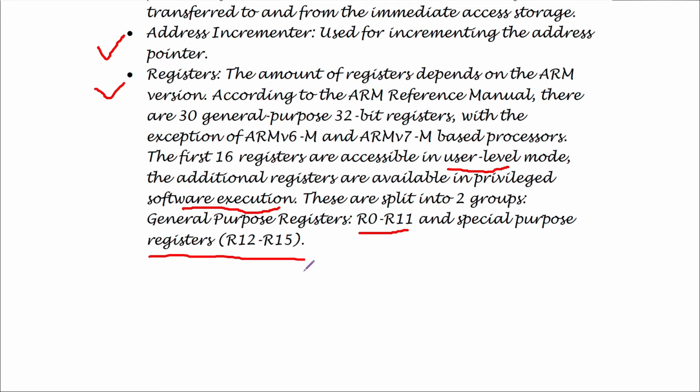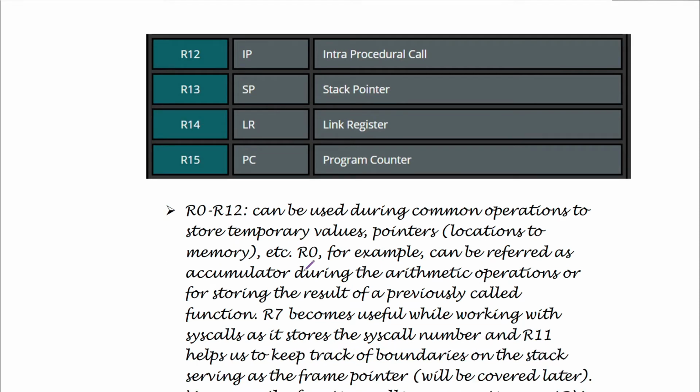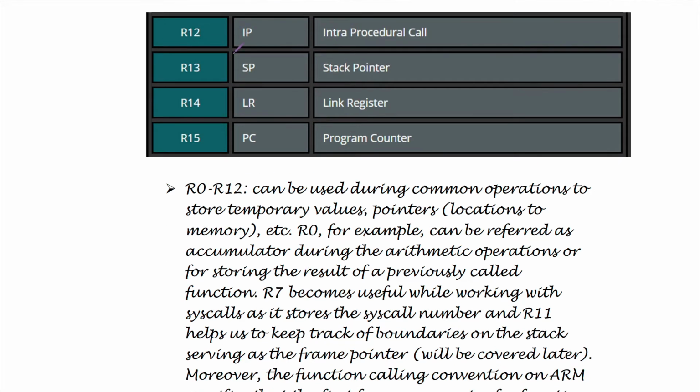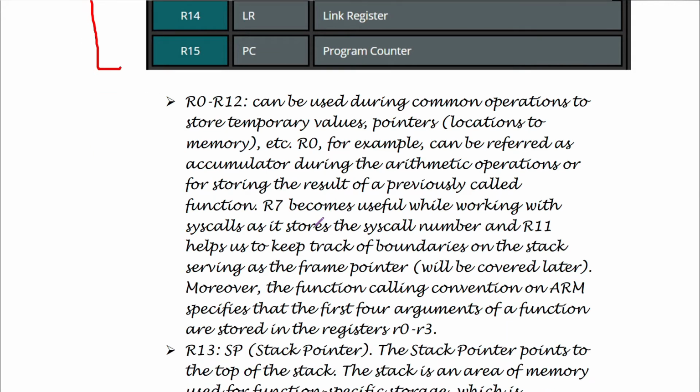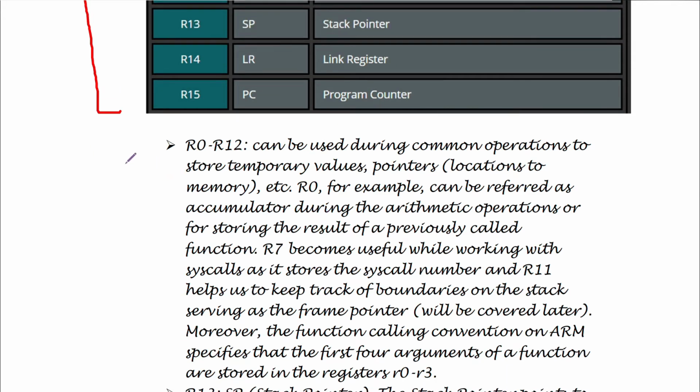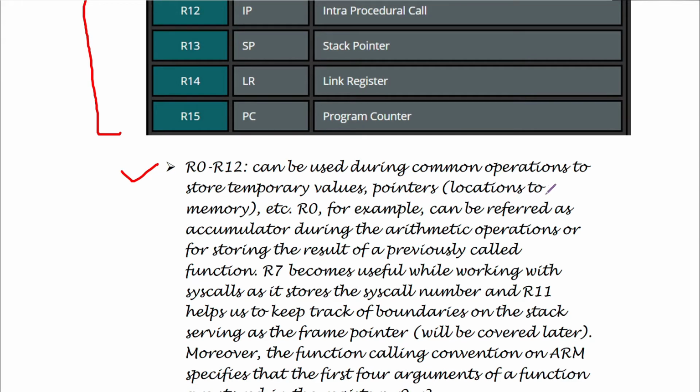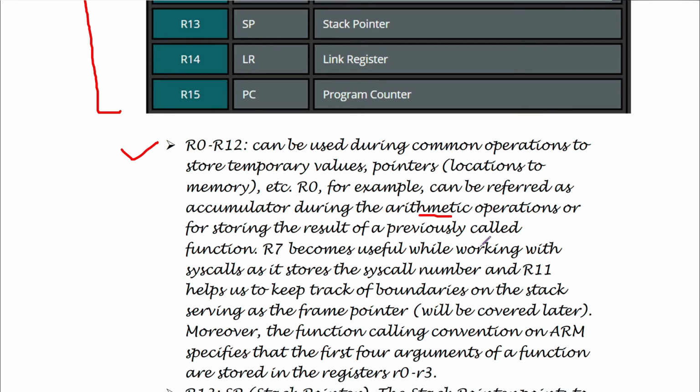So let us have a look at all these registers. ये मैंने R12 to R15 यहाँ पर आपकी जो SPRs हैं, special function registers, SFRs, I have included them here. So if we talk about R0 to R12, firstly, they can be used during common operations to store temporary values, pointers. For example, R0 can be also referred to as accumulator during the arithmetic operations or for storing the result of a previously called function.